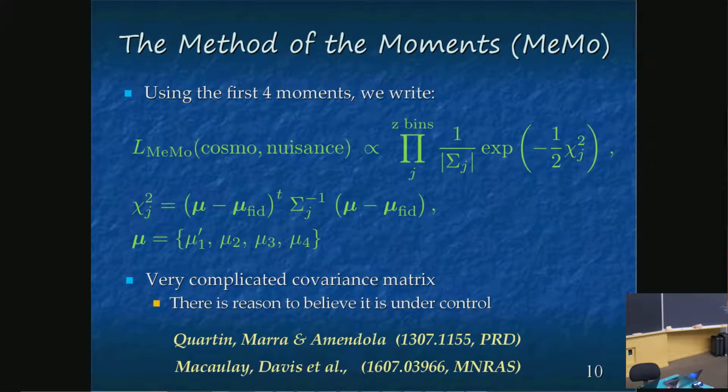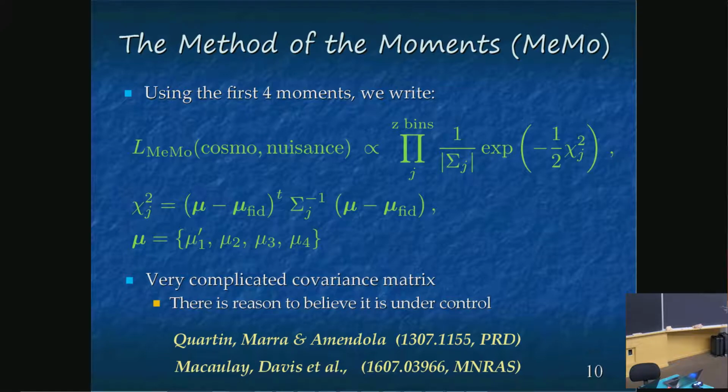So the way we do it in practice is we build a likelihood, which we call the MEMO method, the method of the moments, easy to remember. So the method of the moments is that you make a likelihood with some covariance matrix here. You know, we heard a lot about covariance matrices in this talk, but basically your data vector is just the moments of your PDF, right? Now, these mu are the central moments, and the mu prime is the moment, not central, because the first central moment is zero by definition.